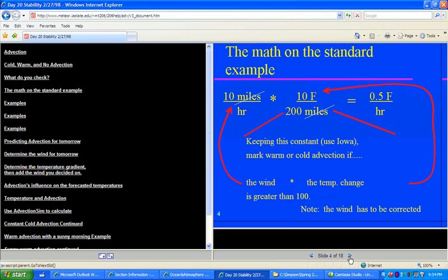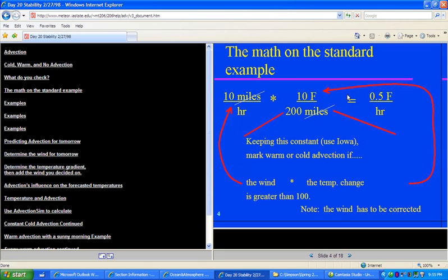Now you can actually do some math with this. You would take the wind speed times the change in temperature. In this particular example we have the wind speed right here, 10 miles per hour, times a change in temperature. Remember in the example it was a 10-degree difference between northern Iowa and southern Iowa over a 200-mile distance. You do the math.